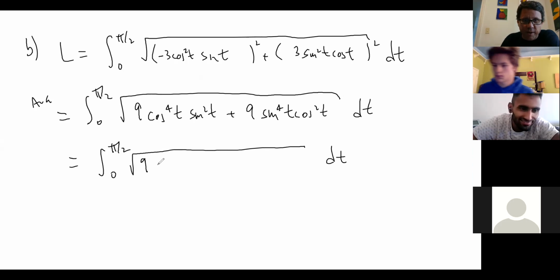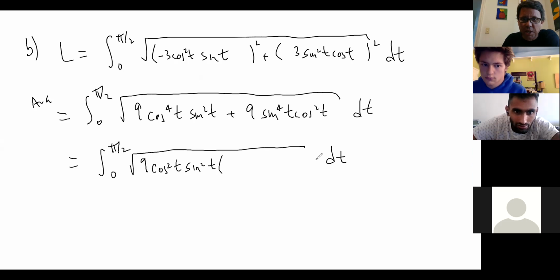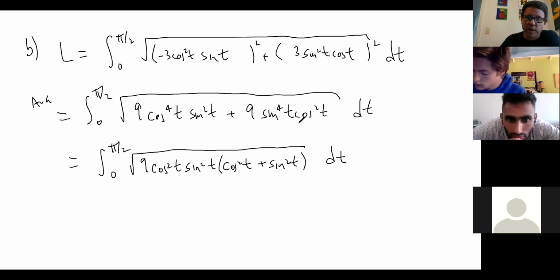I got it for you. So 9, and then you have cosine squared in each term and sine squared in each term. And if you factor it out, you'll have cosine squared plus sine squared. And you got the integral set up and got down to a certain point and weren't sure what to do.